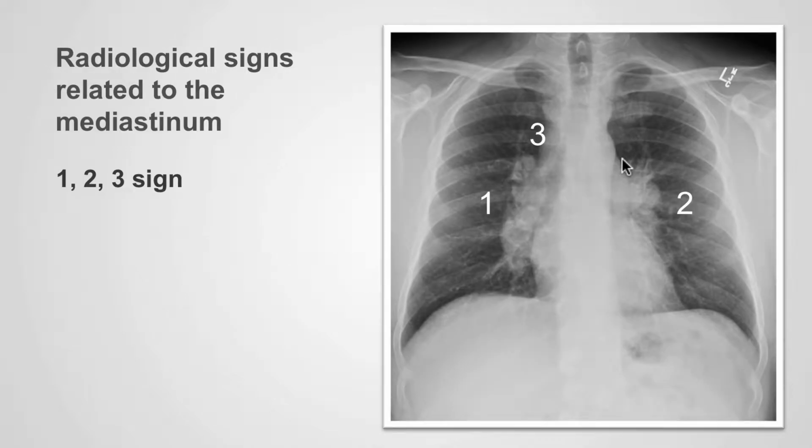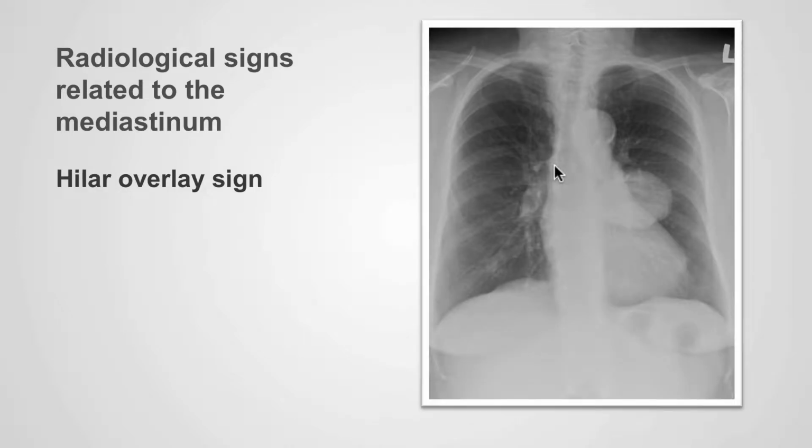One of note is the 1-2-3 sign, where we have right hilar adenopathy 1, left hilar adenopathy 2, and right paratracheal adenopathy 3. This sign and these findings are felt to be pathognomonic of sarcoidosis. Another sign is the hilar overlay sign.